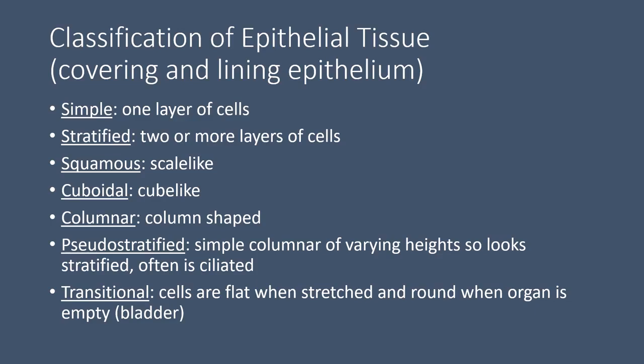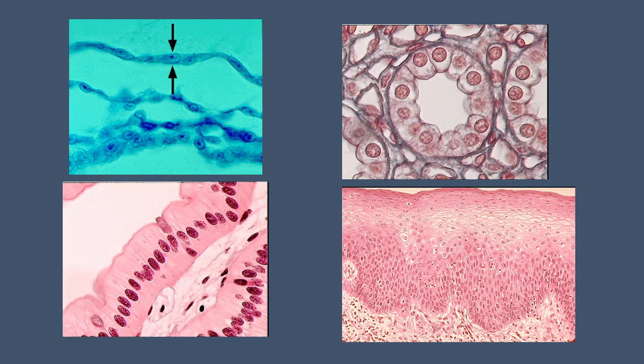So you can put these wordings together. You can have simple squamous, which would be one layer of scale-like cells, or stratified squamous, which would be multi-layered scale-like cells, or simple cuboidal or stratified cuboidal, simple columnar, stratified columnar. So by the name, you can determine how many layers it is and what it looks like. These are examples where you can see the cuboidal cells, the squamous cells, and the columnar cells over here.